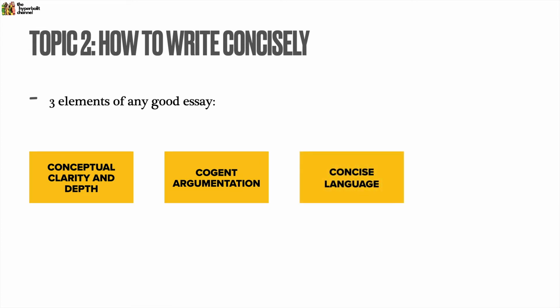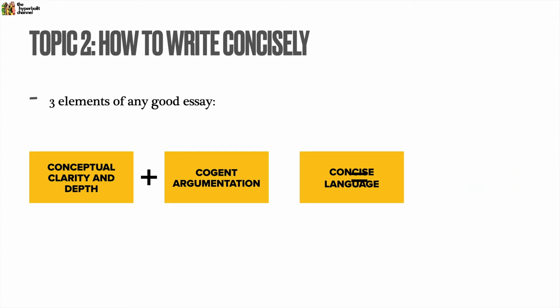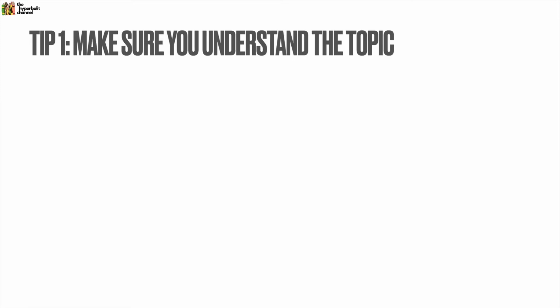Now, often we think of concise language as its own separate category, being related more to things like grammar, vocabulary, style, etc. But actually, concise language depends on us having attained conceptual clarity and depth, as well as having arrived at a strong cogent argument about whatever topic is being asked in the question. So it's important that we don't consider these three pillars as separate categories. And so with that, let's take a look at our first tip.